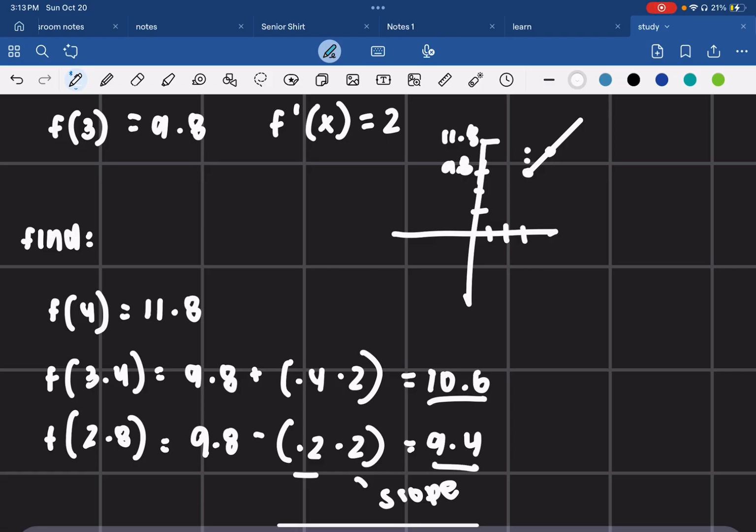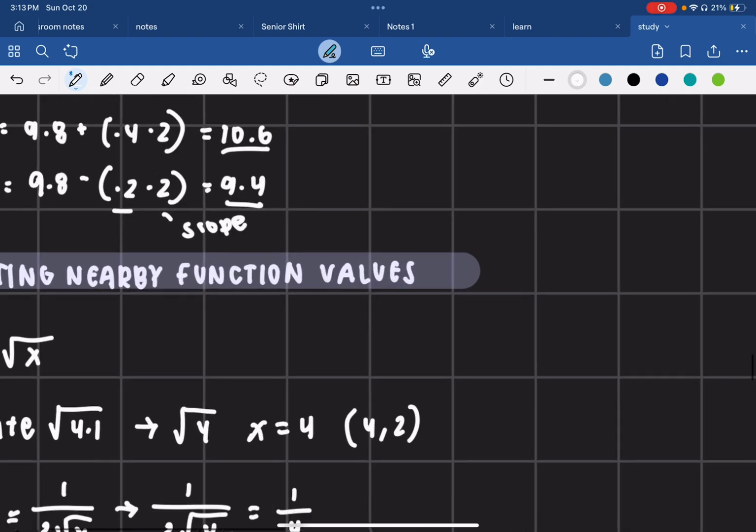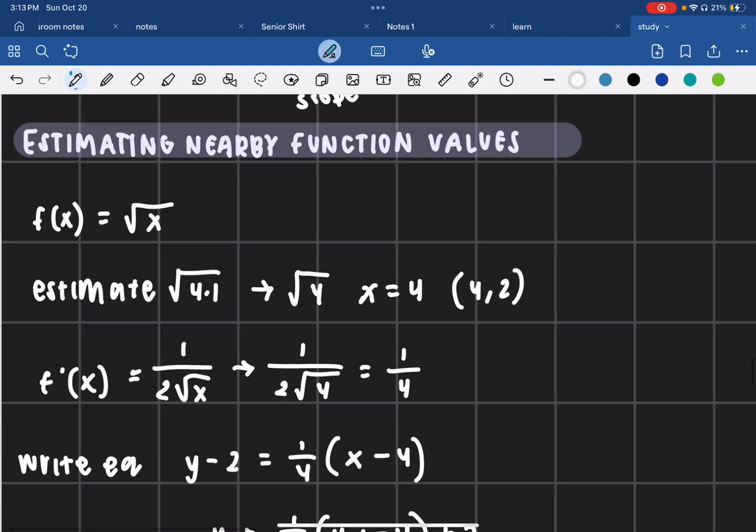So that's pretty easy. That's not the whole main part of this lesson. The main part of this lesson is being able to estimate nearby function values. So we are given an f of x, usually, and we're asked to estimate a certain number. So if you look at this here, we have estimate root 4.1.